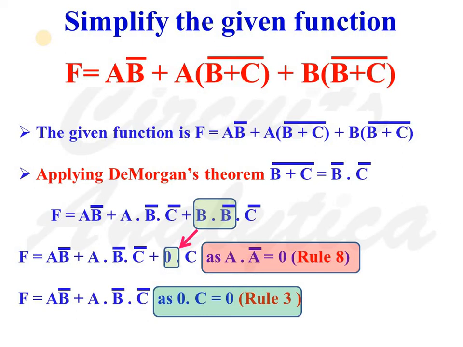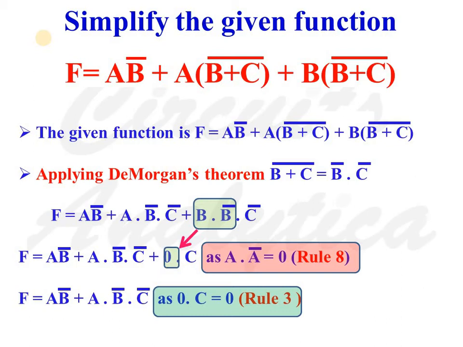Simplify the given function. F is equal to A B bar plus A into (B plus C) the whole bar plus B into (B plus C) the whole bar. Applying De Morgan's theorem, we can write (B plus C) the whole bar is equal to B bar and C bar. Therefore, we will get F is equal to A B bar plus A into B bar and C bar plus B into B bar and C bar.